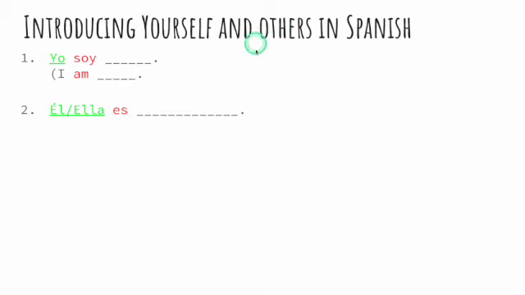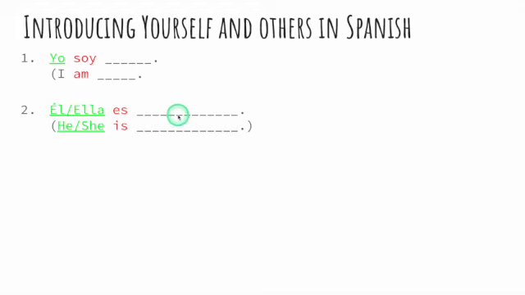Now, if you want to introduce others, introduce someone else. El means he, and ella means she. And then es means is. So if you say el es, that would mean he is, and then you would fill in that blank with his name. So if I'm with my friend and I introduce myself and my friend, let's say my friend's name is George, I would say, yo soy Señor Rix. Then I could point at my friend and say, el es George. El means he, right? So that'd be like he is George.